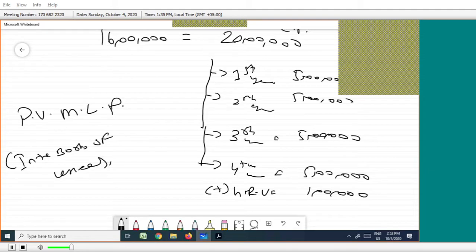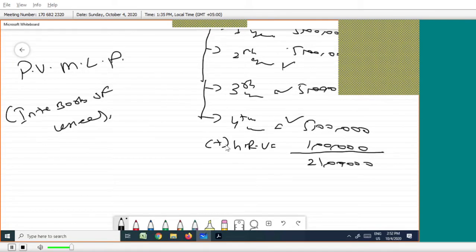Second year 5 lakh is received. Third year 5 lakh received. Fourth year 5 lakh received plus 1 lakh. Totally 21 lakh. Totally how much? 21 lakh will be paid by lessee to lessor. Okay.